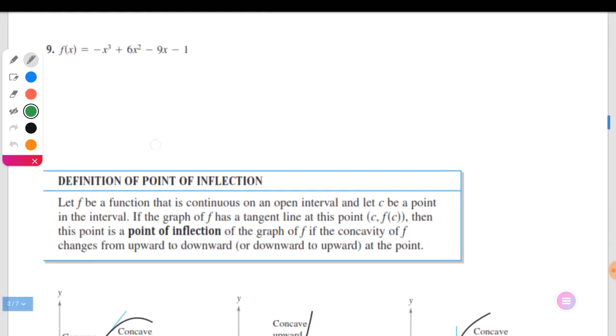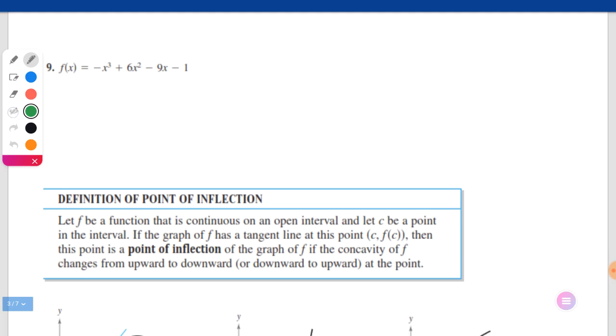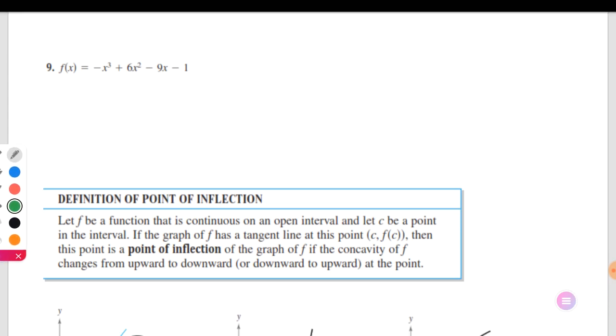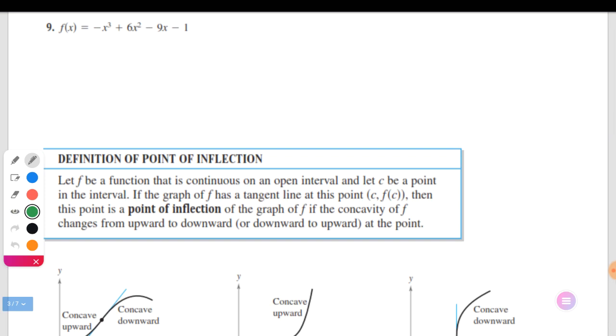Would you like to solve number 9? Okay, I can solve number 9. That is the last question in this session. What is the first step? Find the derivative, f prime x. It will be negative 3x squared plus 12x minus 9. This is the first derivative.